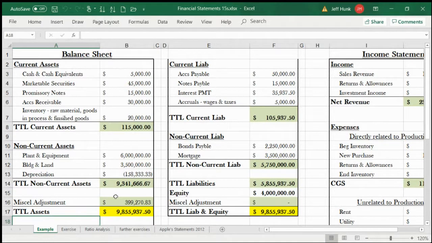It can be held in the form of cash. It can be held in the form of marketable securities and so on, right? It can be held in the form of accounts receivable. Some of it is held in the form of plant and equipment. Some of it is held in the form of building and land, and so on, right? Now, the right-hand side, the liabilities and equity side, is basically showing where that $9.85 million came from.